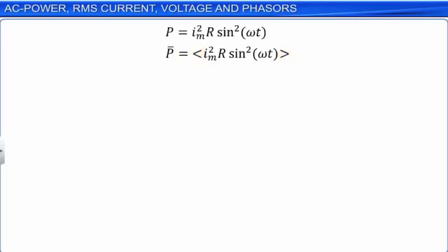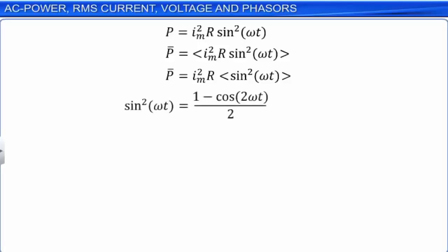As the quantities Im and R are both constant, we can take them out of the angular brackets while computing the average value of the expression. Now, we have to calculate the average value of sine squared omega t in order to compute the average value of the expression. For this purpose, we will use the trigonometric identity: sine squared omega t is equal to half of 1 minus cos 2 omega t. Therefore, the average of the required expression is given as shown.